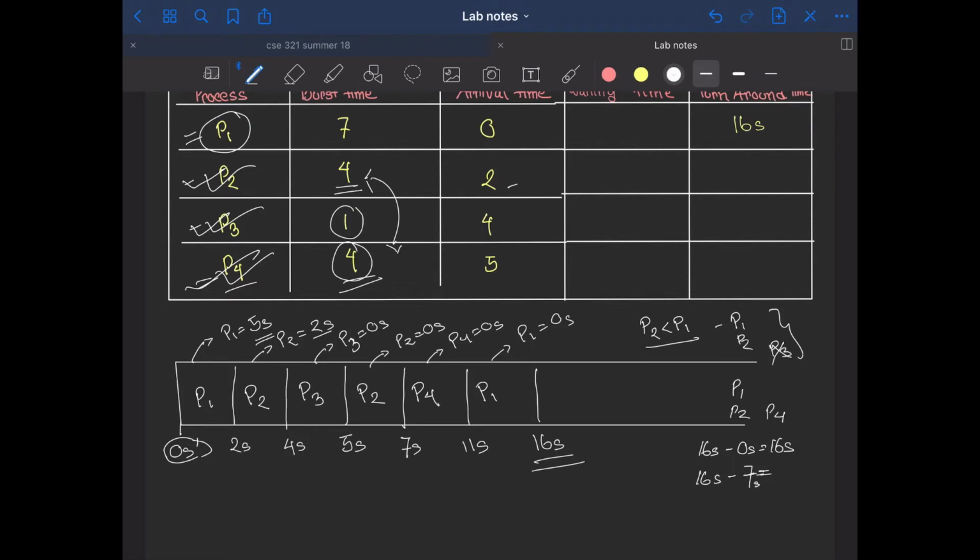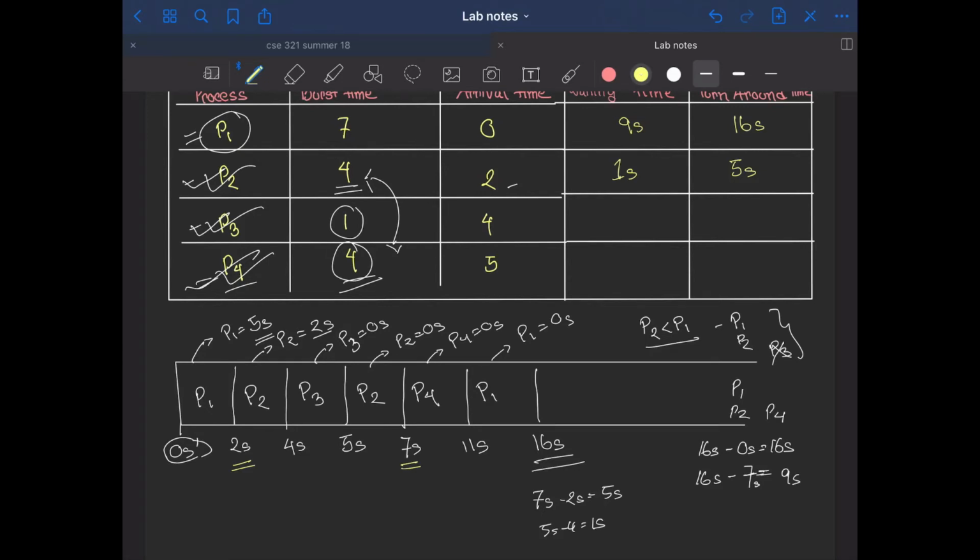So this would give us 9 seconds of waiting time. Now for P2, so P2 came into the RAM at the 2nd second and got the CPU instantly, and P2 left at the 7th second. So its turnaround time is 7 minus 2, it's 5 seconds, and its burst time is 4, so 5 minus 4 would be 1. So P2 actually waited for 1 second.